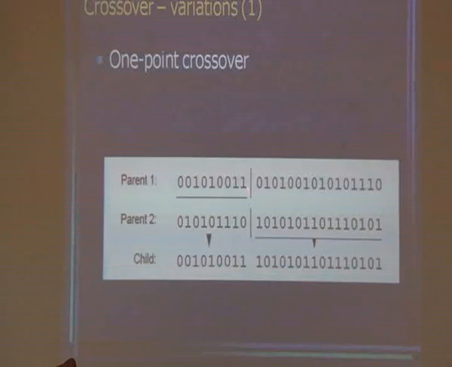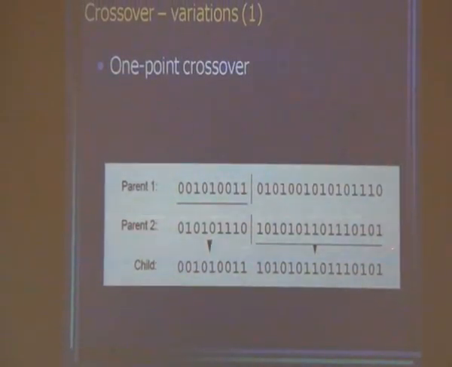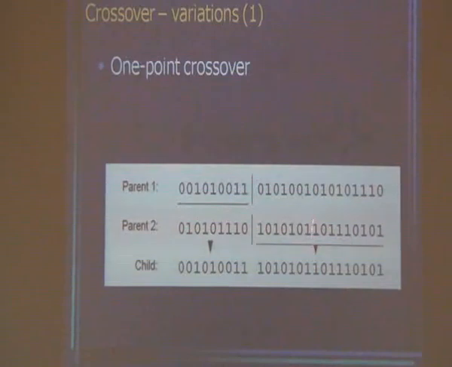The first part will be taken and the second part will be taken. This arrow indicates what will be taken, the first underlined part will be one child, and the next child will be from here, this and this. This is called 1 point crossover because there is 1 cut in this chromosome.